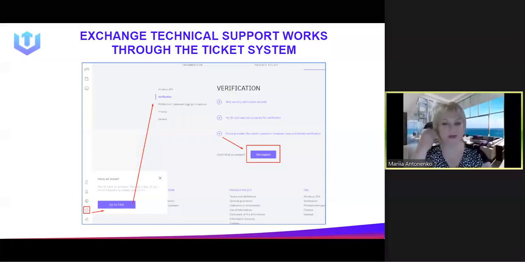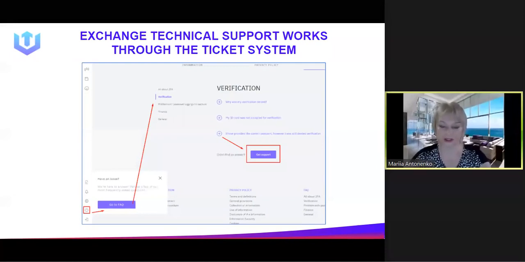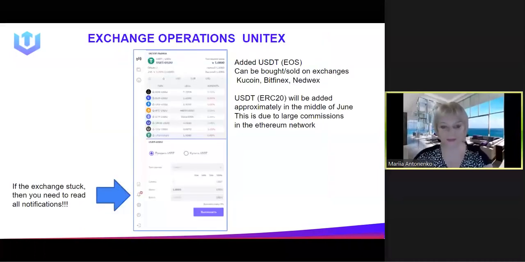And that's where you will create a ticket. Especially if it's about finance, please add the hash number of the transaction, because without the hash number, the support won't be able to find your transaction. People do attach screenshots, but without the hash, it is impossible to find your money. Okay, let's go to the next slide.